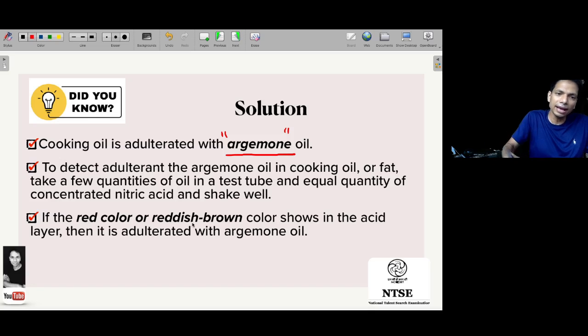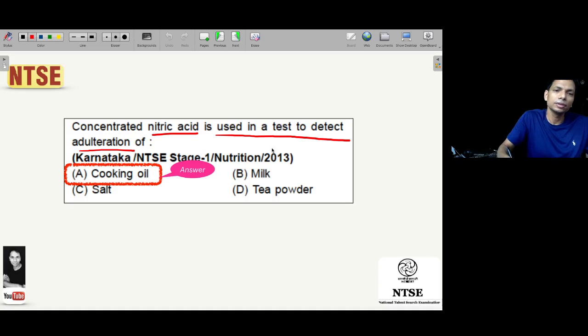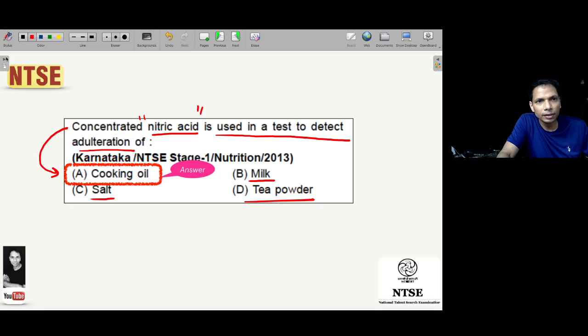Now, when you add nitric acid to this argemone-mixed cooking oil, a reddish brown color shows up in the acid layer. If the reddish brown color comes up, then it's adulterated, that is, the cooking oil has argemone oil mixed in. Coming back to the question, milk, salt, and tea powder are not the options, as we don't add nitric acid to detect adulteration. So the answer is cooking oil. Next question.